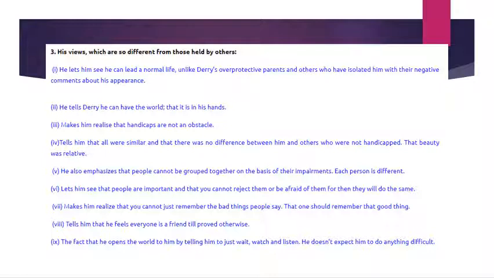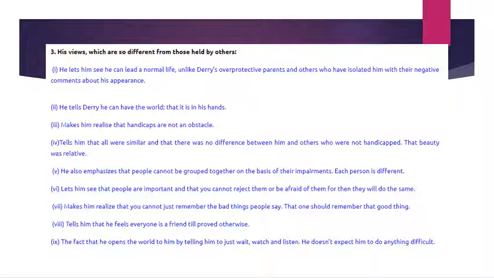His views are so different from those held by others. Mr. Lamb's views let Derry see he can lead a normal life, unlike Derry's overprotective parents and others who have isolated him with their negative comments about his appearance. He tells Derry he can have the world, that it is in his hands. He makes him realize that handicaps are not an obstacle, that all are similar and there is no difference between him and others who were not handicapped. That beauty is relative.